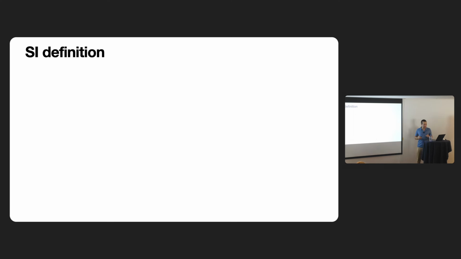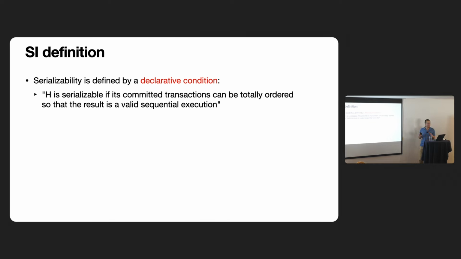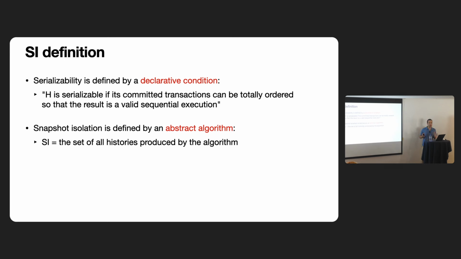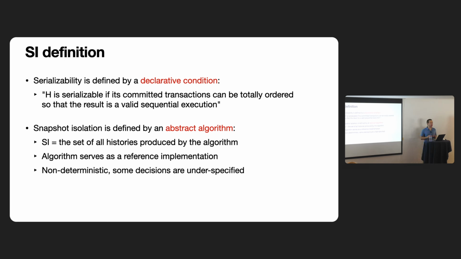Okay, so here's the definition of SI. It's going to be a bit interesting now, because serializability I defined as a declarative condition, like a logical formula. So, give me a history, and here's a logical formula that you have to check in order to see if this history is serializable or not, right? You have to order committed transactions in some sequential order, et cetera. Snapshot isolation, by contrast, is defined by an abstract algorithm. The set of histories that snapshot isolation allows is the set of histories produced by this algorithm. So the algorithm serves as a reference implementation. This algorithm is a bit non-deterministic, so some decisions are underspecified, right?